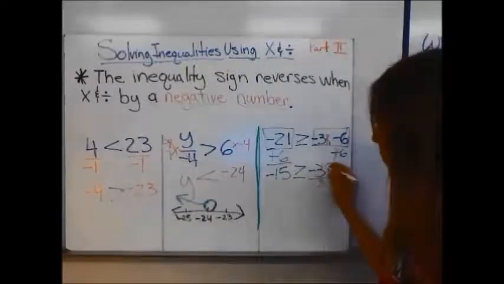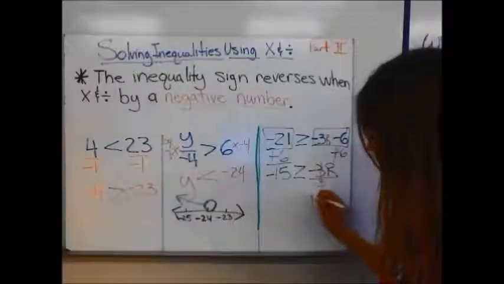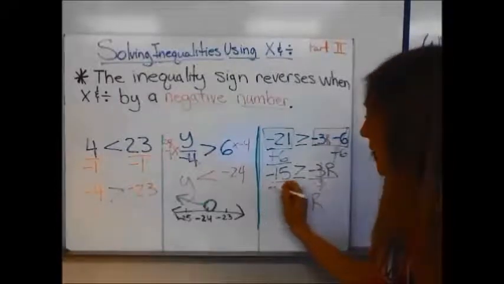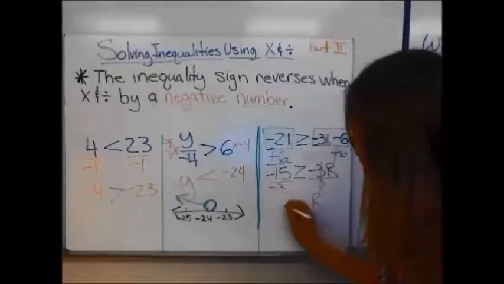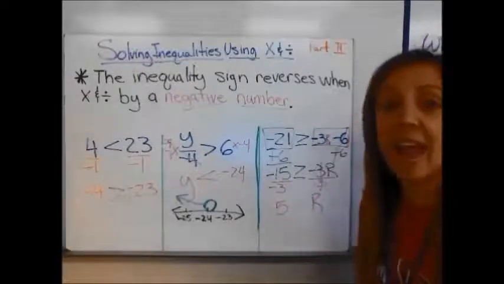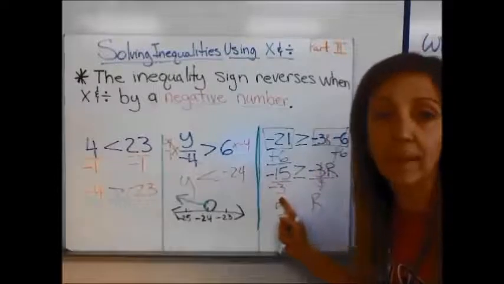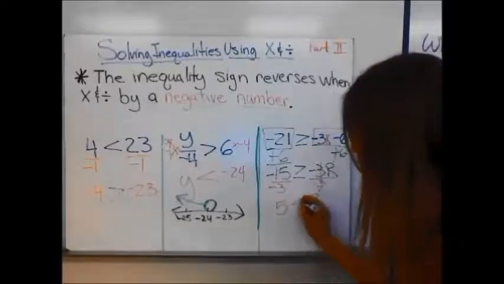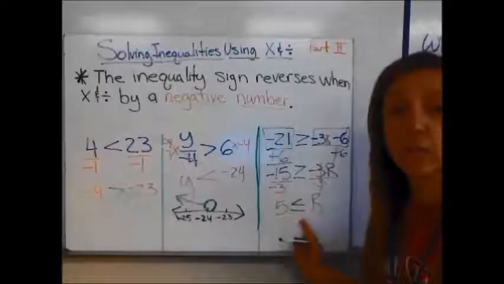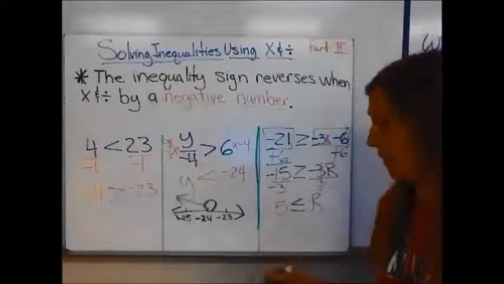I'm dividing by negative 3. The negative 3 cancels out, and I'm left with r. And I divide negative 15 by negative 3, and I get 5. And I have to flip my inequality symbol because I divided by a negative number. So it's going to become 5 is less than or equal to r, or r is greater than or equal to 5.